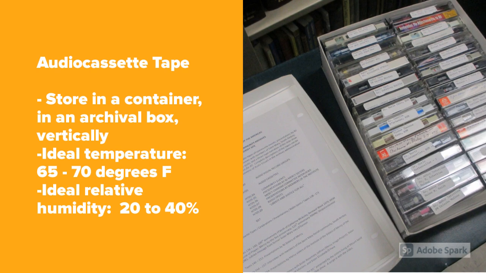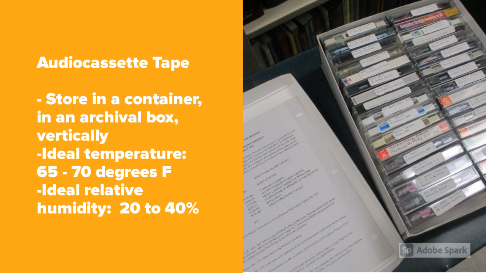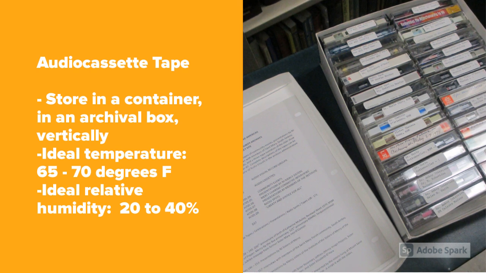Ideal storage conditions is around 65 to 70 degrees Fahrenheit. If it's too hot, you can cause the tape pack to become too tight and distort. If it's too cold, the tape's lubricant can sweat and shorten its lifespan. Ideal relative humidity is around 20 to 40%.